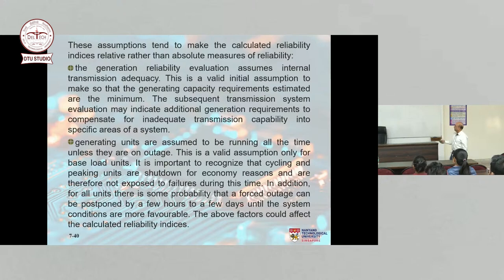Okay, so a few more assumptions that we have probably gone through earlier, but just to complete the story: generation reliability evaluation assumes internal transmission adequacy. I told you that when we deal with generation capacity reliability evaluation, we assume the transmission and distribution to be perfectly reliable. Now that may be a valid assumption when you are starting to plan your generation, but as the generation comes into operation, things change, and therefore you need to reevaluate your plans, right? So that's something that we must consider.